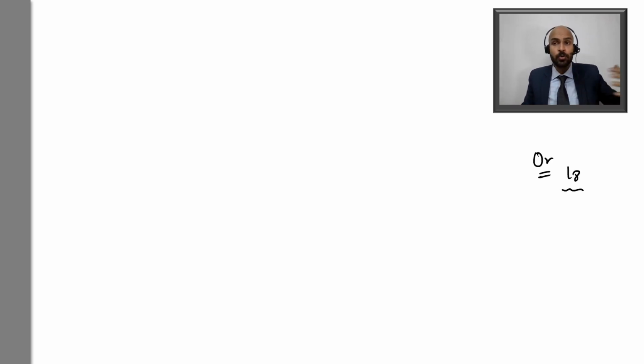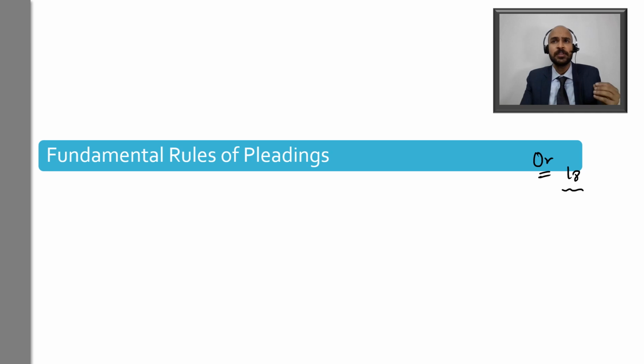To gain a holistic understanding of what the rules of pleadings are, you are indeed required to look at Order 6 completely, which has 18 rules. And if you go through all of these rules, you will get a good grasp on what the rules relating to pleadings are. But as a summary, let me tell you a couple of fundamental rules relating to pleadings.